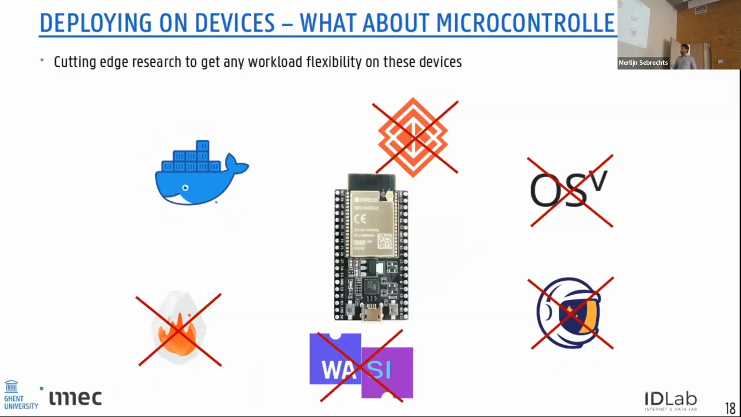Now, if we're having a look at not just, for example, Raspberry Pi, but real microcontrollers, tiny embedded devices, can we, for example, pull those into orchestration? Can we somehow get flexible software deployments on there, and include them in the entire computing continuum?